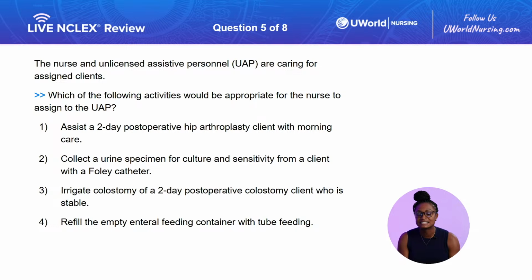The nurse and unlicensed assistive personnel, the UAP, are caring for assigned clients. Which of the following activities would be appropriate for the nurse to assign to the UAP? Option 1, assist a 2-day post-operative hip arthroplasty client with morning care. Option 2, collect a urine specimen for culture and sensitivity from a client with a Foley catheter. Option 3, irrigate colostomy of a 2-day post-operative colostomy client who is stable. Or option 4, refill the empty enteral feeding container with tube feeding. Let me know what the UAP can do.